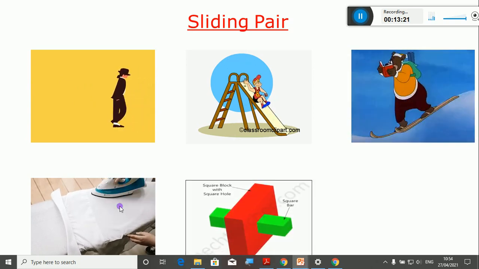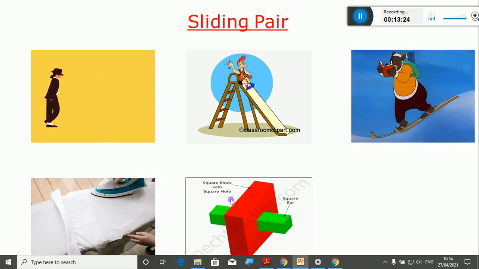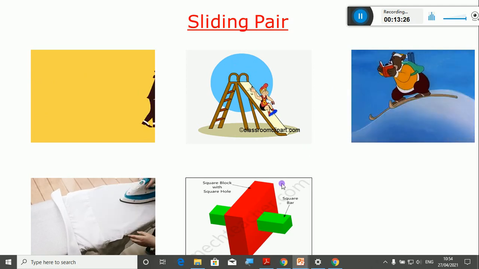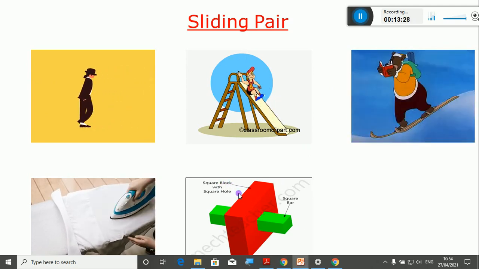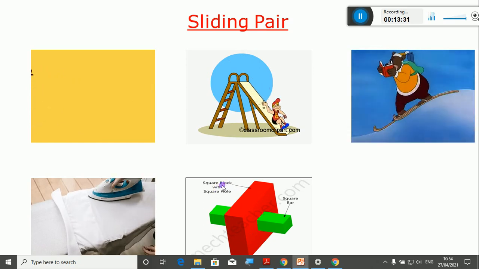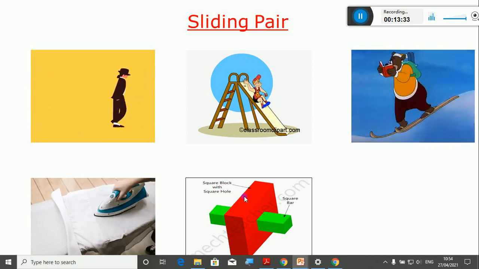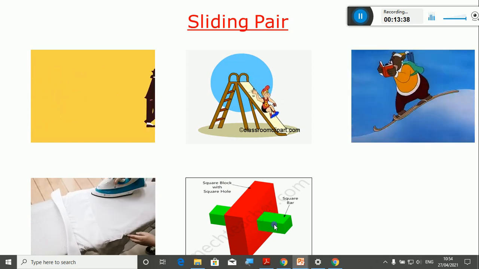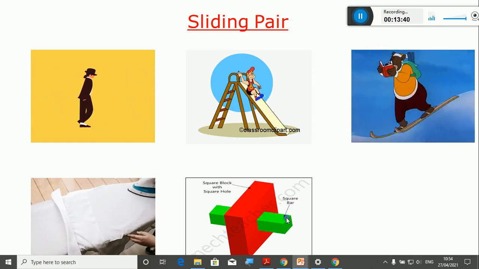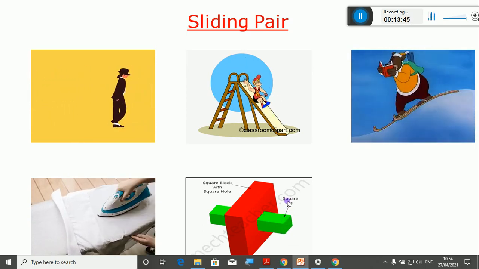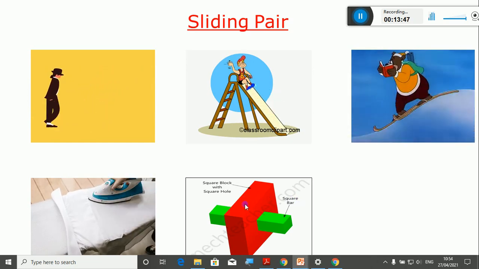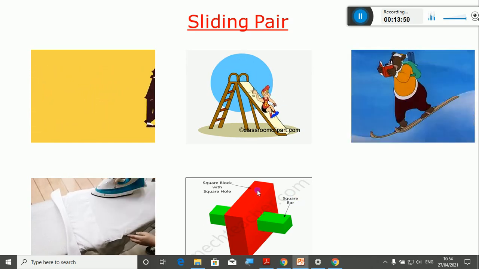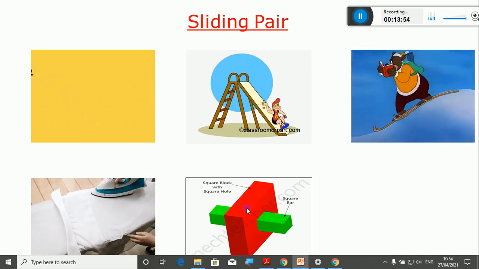And I'll consider two links in such a way that the first one, this red color, is a square block, and it has a square hole. Inside this square hole, I'm going to insert a shaft. It has a square cross section, so I can call it a square bar also. This is one link, you can call it link A, and this green color link B. So you can imagine that.